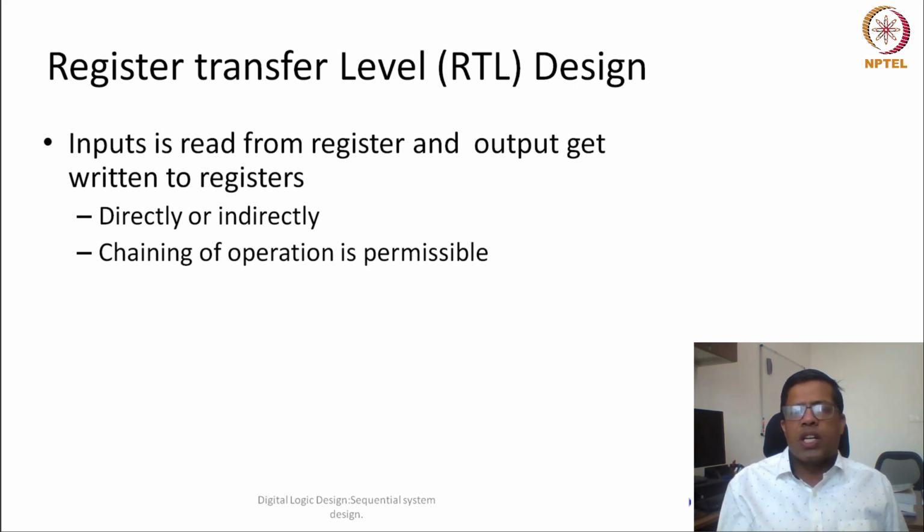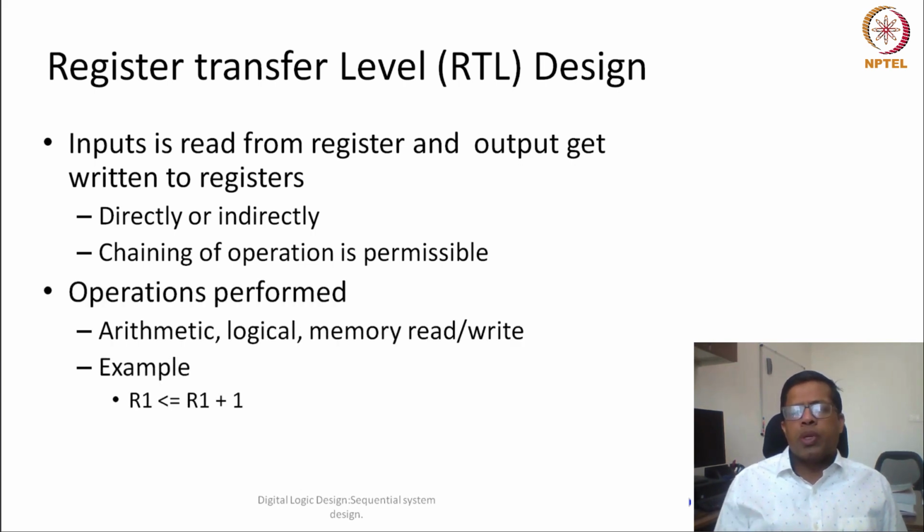There could be more sophisticated examples, like multiple additions performed in a single cycle. Input is read from a register by the first adder, but the second, third, and fourth adders take their input from the previous adders, and finally the output gets written to a register. So this is the basic characteristic of a register transfer level design: the operations are performed between two registers. So what kind of operations could be performed?